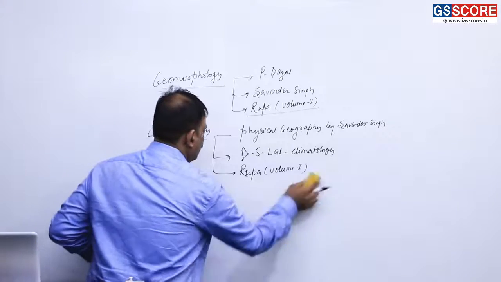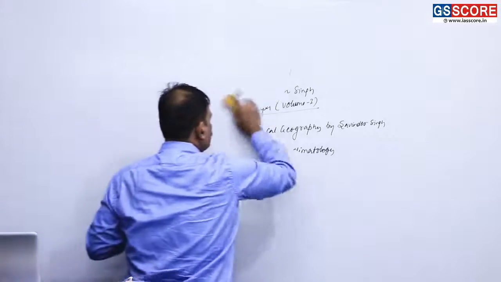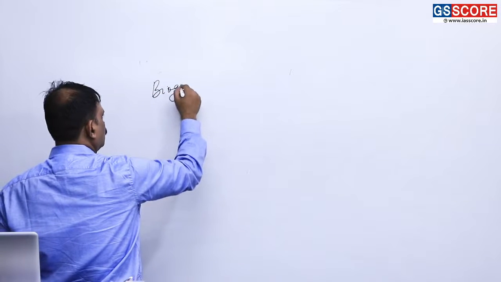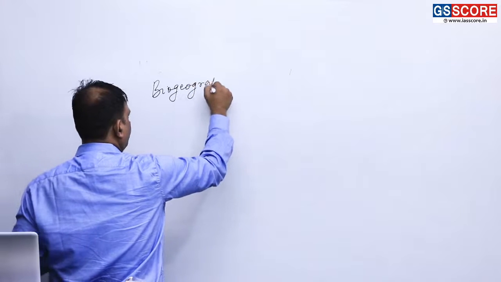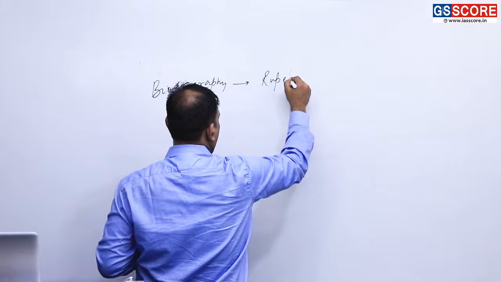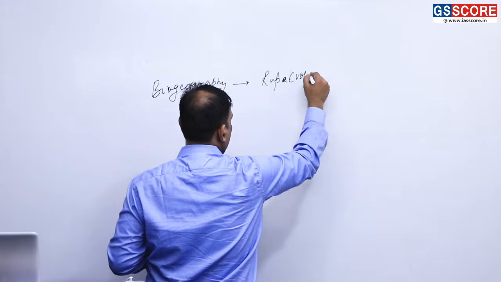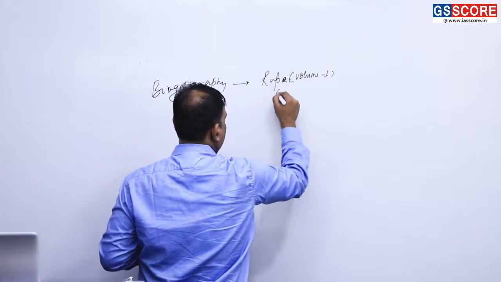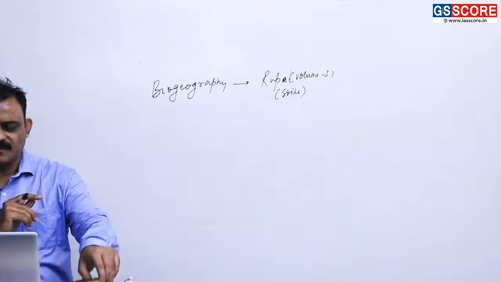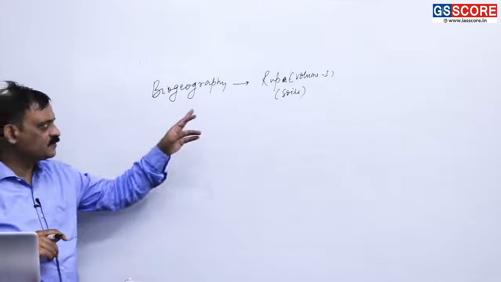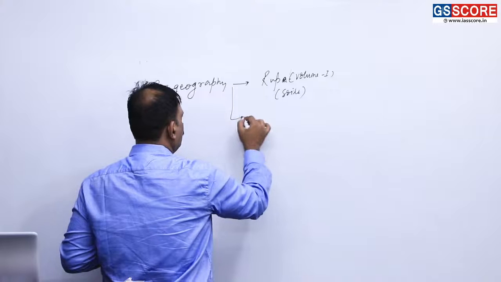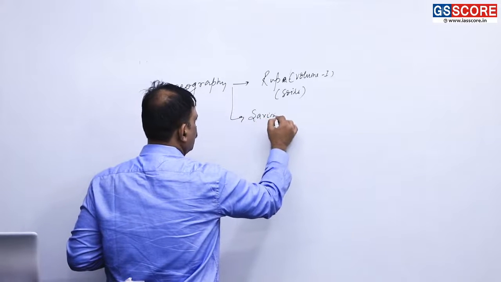Okay, and then for biogeography, you can take an idea from Rupa, again volume 1. There is a chapter on soils. You can start understanding the nature of soils from this Rupa Made Simple, volume 1. And then you can come to the Savindra Singh book.